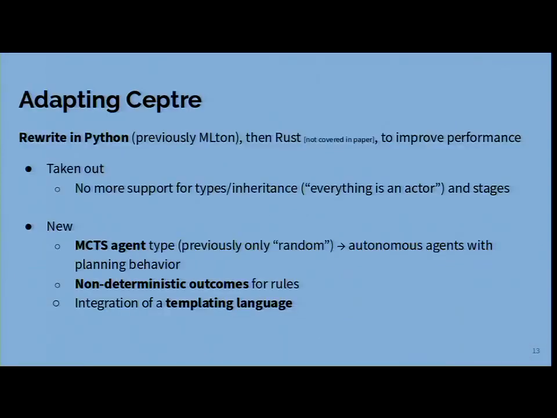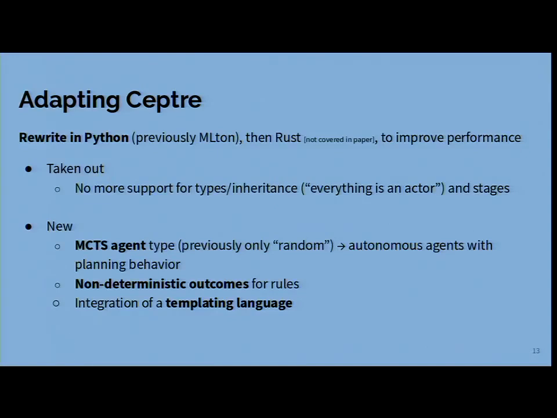Now, we took Scepter. What I described so far is essentially the baseline system that already existed, and we quickly realized that we would have to rewrite it because the standard meta language in which it was implemented was not meeting our performance requirements. We first rewrote it in Python and then later in Rust. While doing so, we took out some of the advanced features that Scepter has, namely types and inheritance and stages, because we did not need them for our specific game.